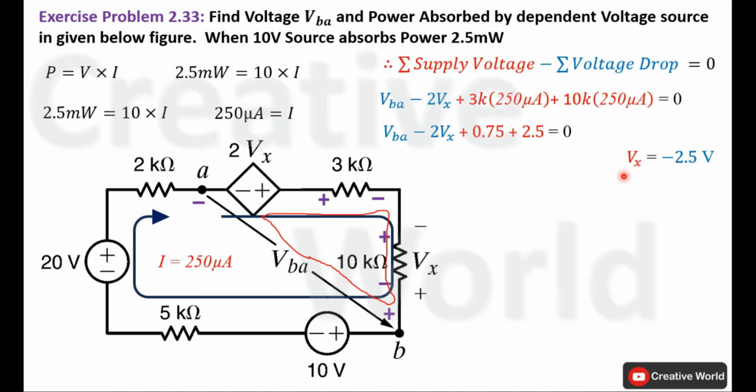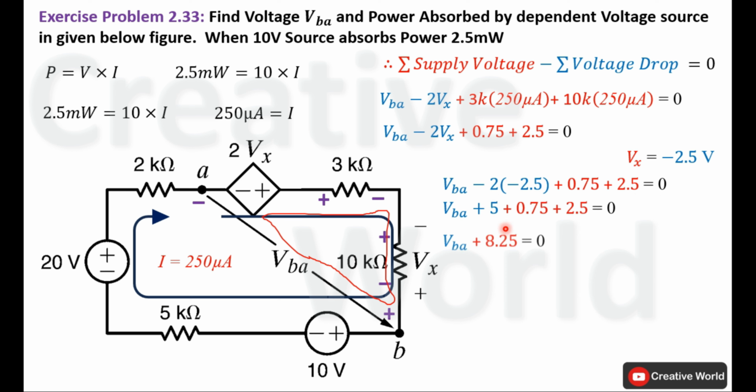Now place the value of Vx inside this equation. The equation will become VBA minus 2 into minus 2.5 plus 0.75 plus 2.5 equal to 0. Open these brackets. This minus 2.5 will multiply with minus 2 and it will become plus 5. Now add these constants together. These will become 8.25, and place this 8.25 volt on the other side of the equal sign to calculate the value of VBA. That will become VBA equal to minus 8.25 volt. We have calculated the value of voltage VBA.